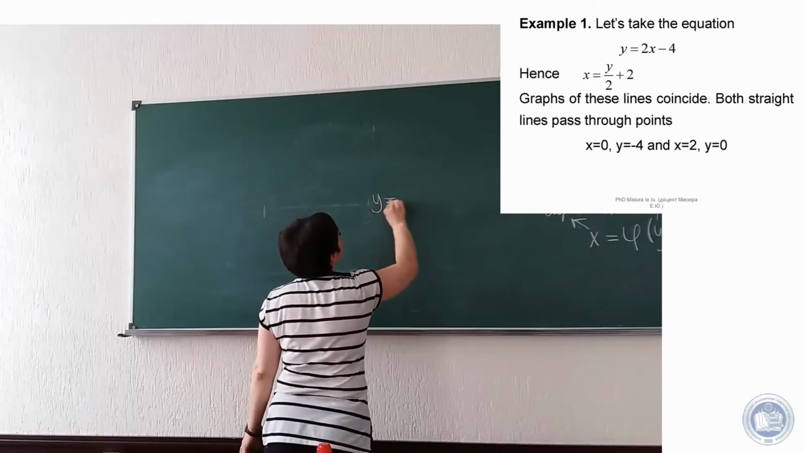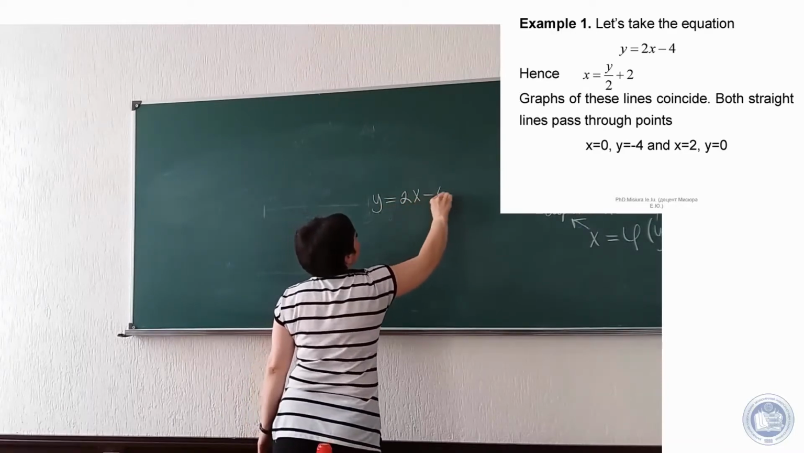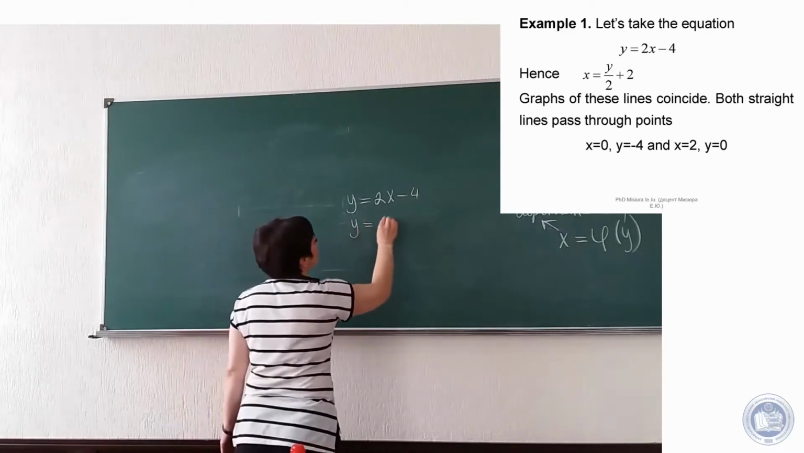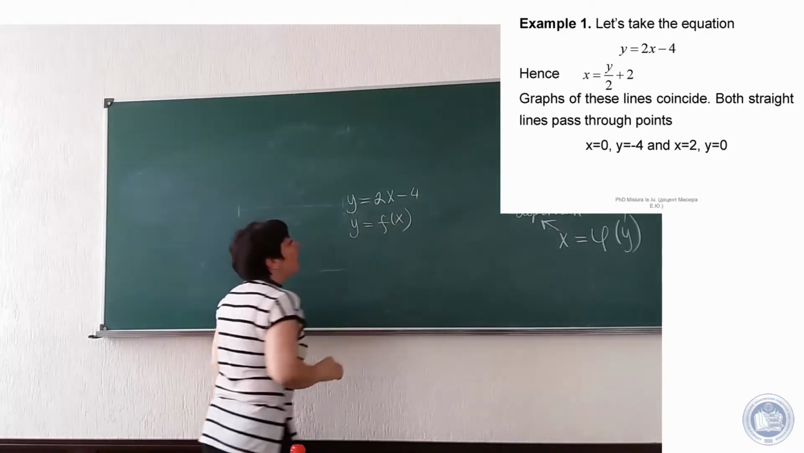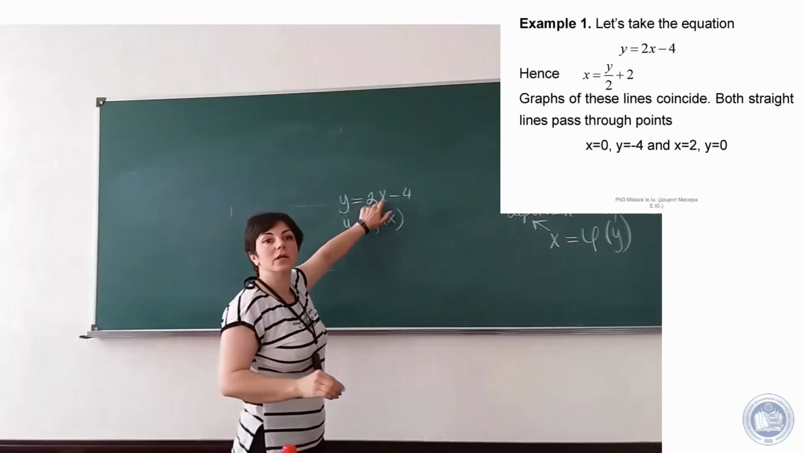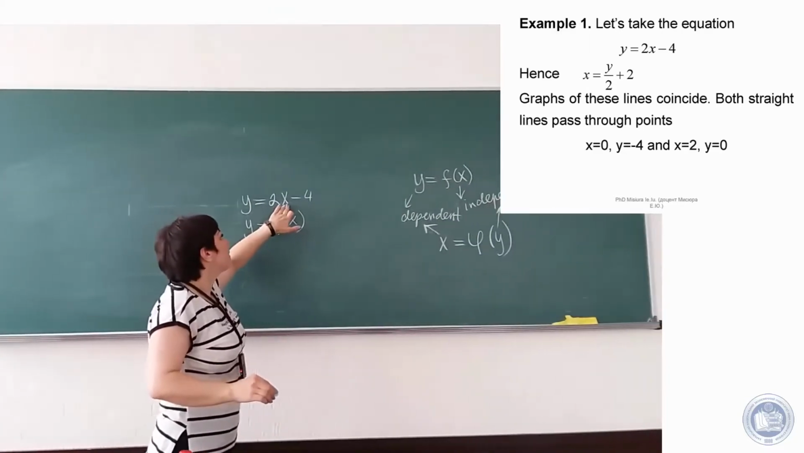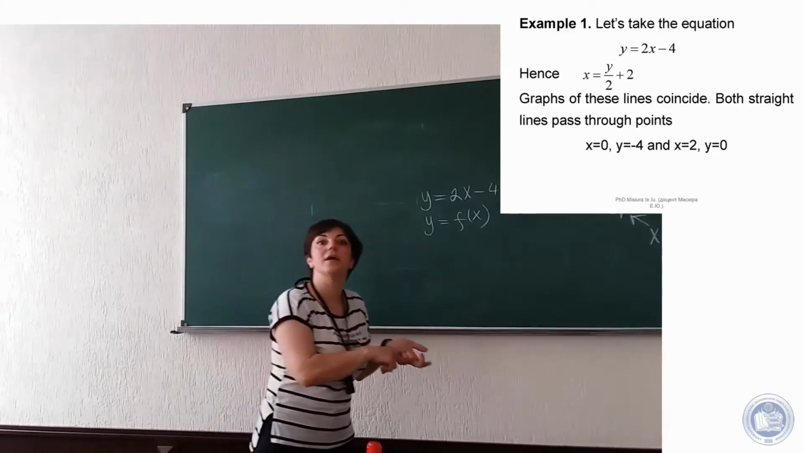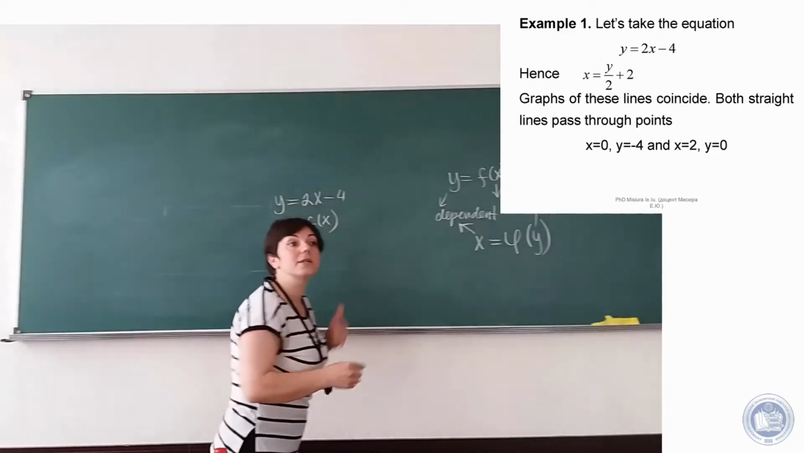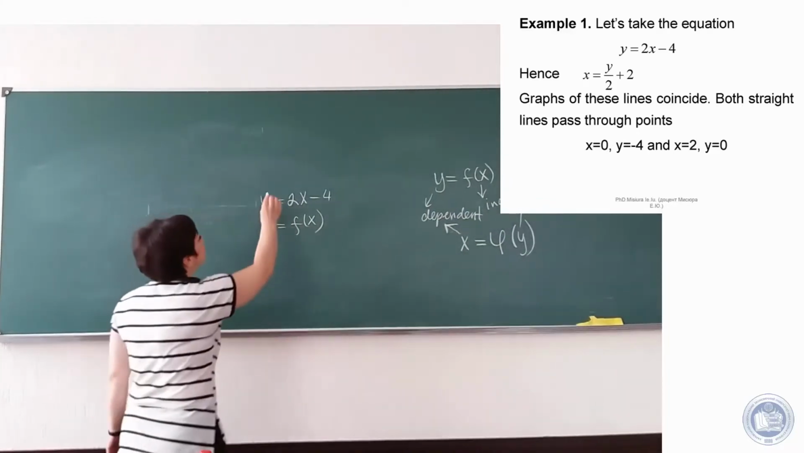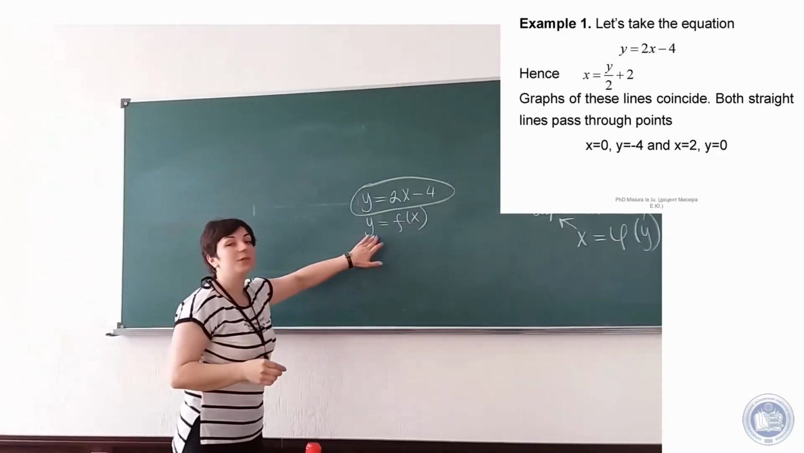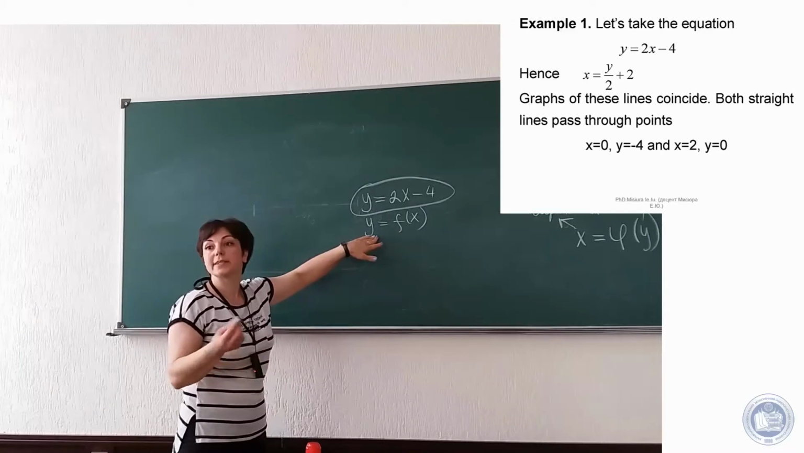Or for example, students, let's solve this. Y equals 2x minus 4. It means we have this dependence. Y equals f of x. Students, if we have x to the first power, is it parabola? Straight line, hyperbola? Straight line, это у нас прямая линия. It will be straight line. Okay. Let's remember, we have this dependence. Yes, it's dependence between x and y.